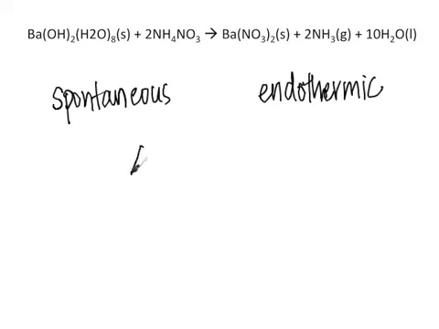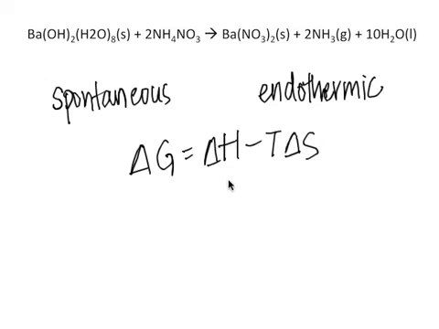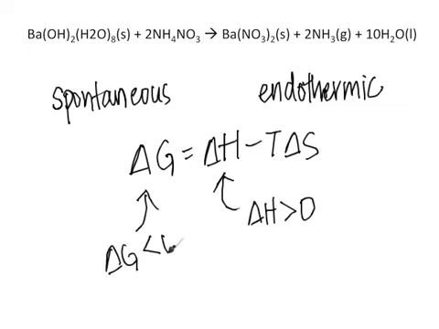So if we look at this equation, delta G equals delta H minus T delta S. Because we know it turns cold, we know that delta H is greater than 0. Okay, so if it's greater than 0, but we know that delta G is less than 0, then we know that the delta S, because T can never be negative, right? So delta S needs to be sufficiently large to be able to overcome the delta H.